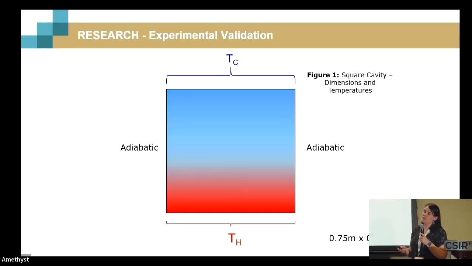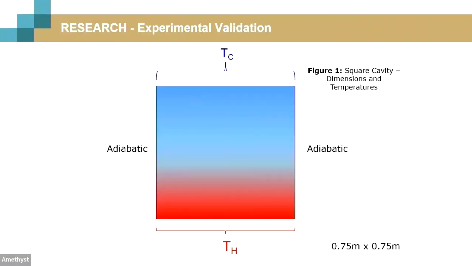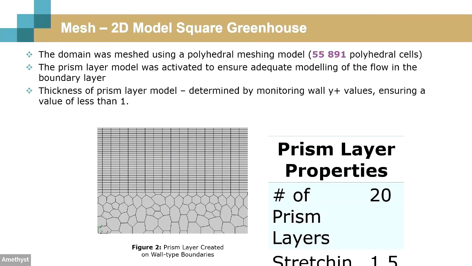Right, so I'm just briefly going to go through our research. We started off with a square cavity, which represented a square greenhouse with a flat roof, with a cold and hot wall. And we simulated the flow and the heat transfer inside. We meshed the domain with a polyhedral meshing model. It was about 55,891 cells. This is just a 2D model.